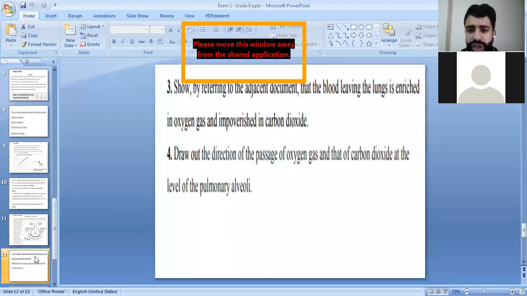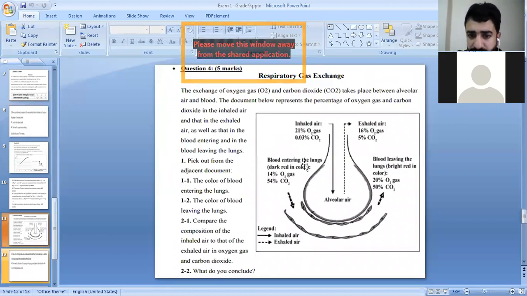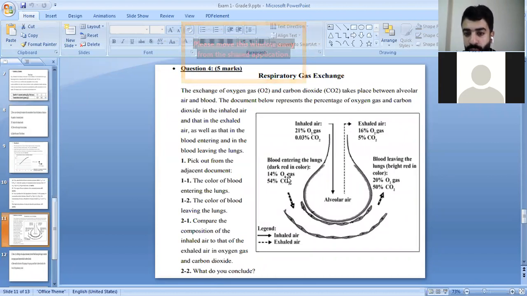So by referring to the additional document, the blood leaving the lungs is enriched in oxygen, meaning that it's rich in oxygen, and impoverished in carbon dioxide, meaning that it's poor in carbon dioxide. Blood entering the lungs, the amount of oxygen was 14%, while the blood leaving it was 20%. So this means that the blood leaving the lungs is going to be enriched in oxygen, meaning that the quantity of oxygen will increase.